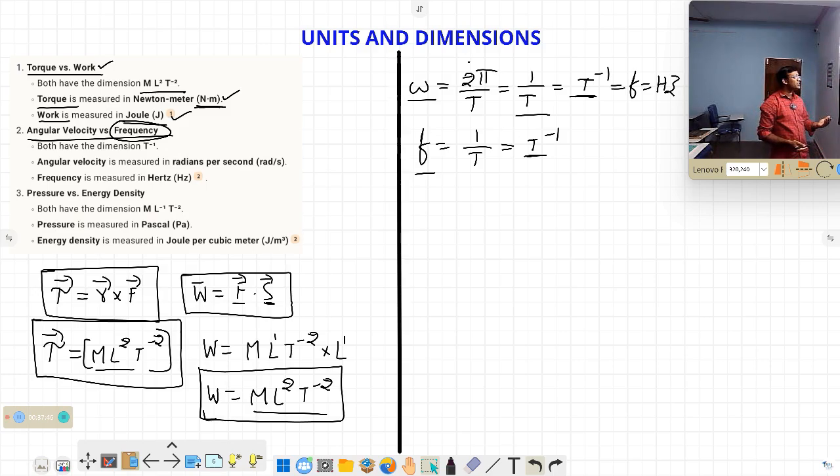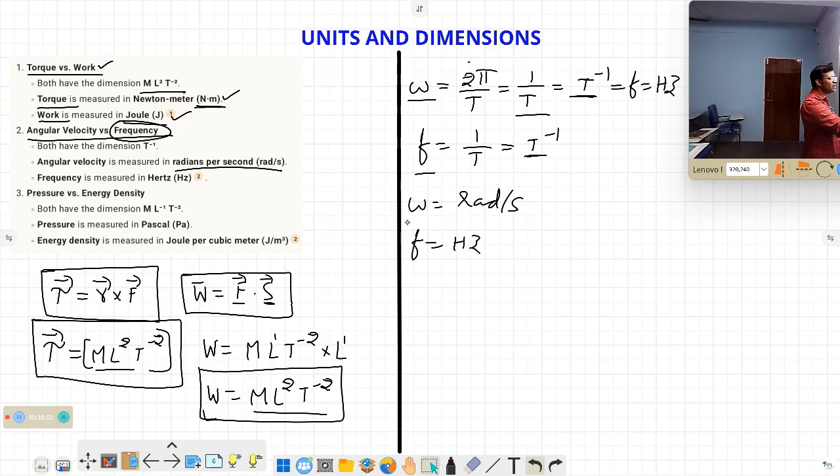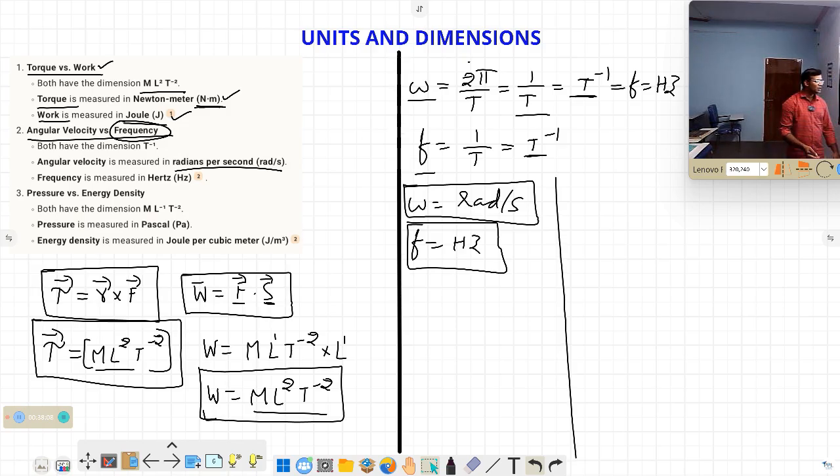But the measuring of these will be a little different. Omega, the angular velocity, we measure in terms of radians per second as its unit. But frequency we measure in terms of hertz. Only the actual units are different, but the dimension formulas are the same. This is another example. The last example is pressure versus energy density.